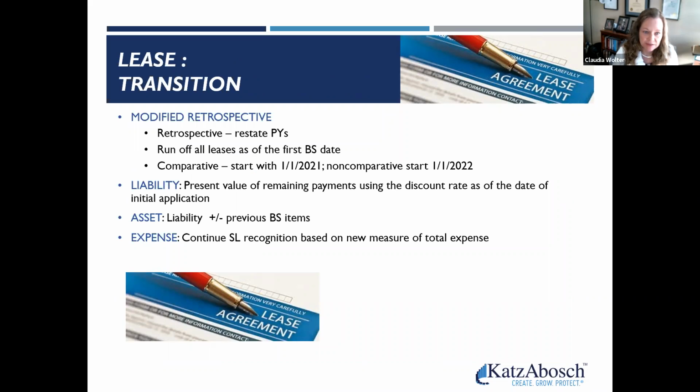So as far as transitioning, Chrissy mentioned that you use the modified retrospective approach. And what you do is basically you have to go back to the earliest date that you're presenting. So if in 2022, I'm doing a single year statement, I just have to start as of 1/1/2022. If I'm preparing comparative statements, I have to restate any prior years as well. So if I'm doing a 2-year comparative statement, you have to go back to 1/1/2021 and figure out what the present value of all of our future lease payments are and present value them back to the date of the beginning balance sheet of any periods that I'm presenting.